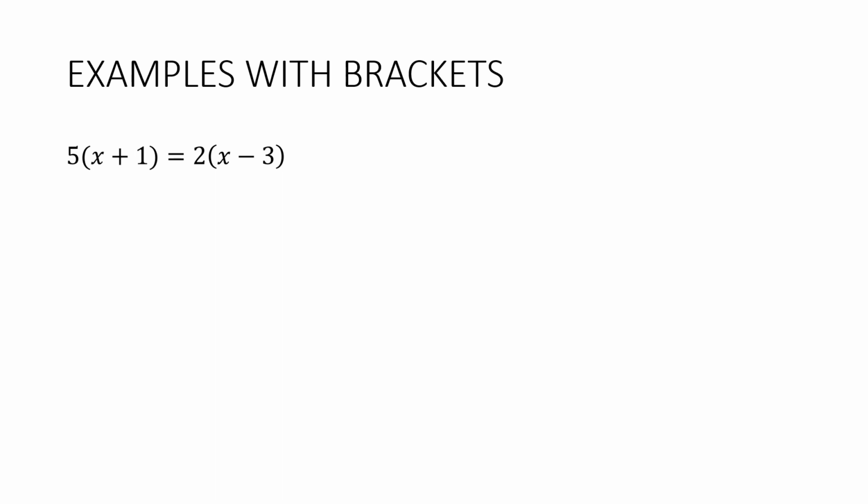Let's try a couple more examples. So here we've got 5 outside of x plus 1 in brackets is equal to 2 outside of x minus 3 in brackets. So I need to start by expanding those brackets on both sides. I'm going to do it in one go.